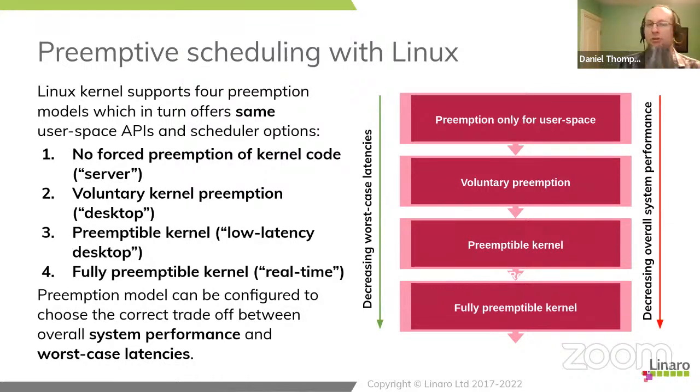So the four models. The phrasing we've used on the left in bold is taken directly from Kconfig. So these are the phrasings that are used to describe the config options that you have available to you in the kernel.